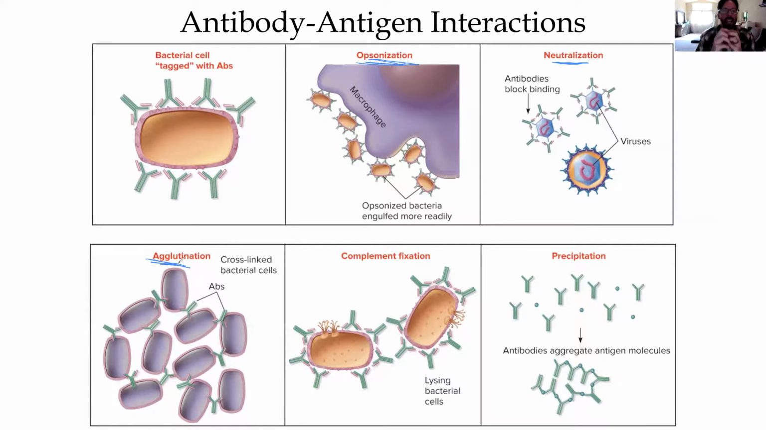So they can't work and they can't invade a cell because they're tethered to all these other bacterial cells because they're cross-linked via all of these antibodies. So one region right here, this part of the antibody sticks to this cell, and then the other part of that Y sticks to another cell, and they're all clumped together.